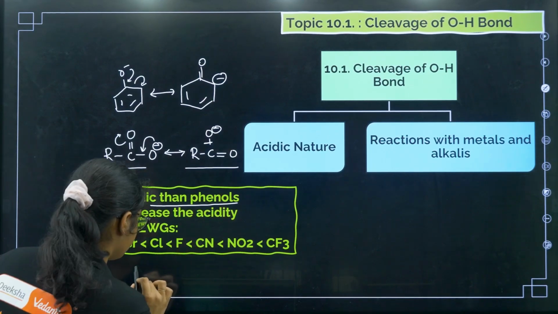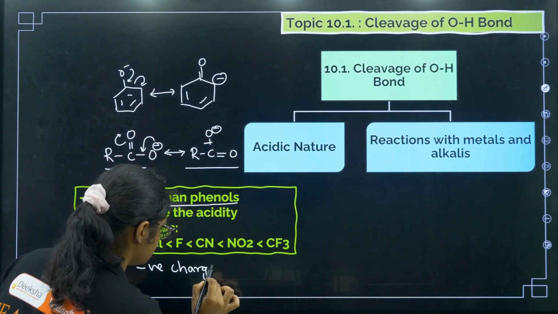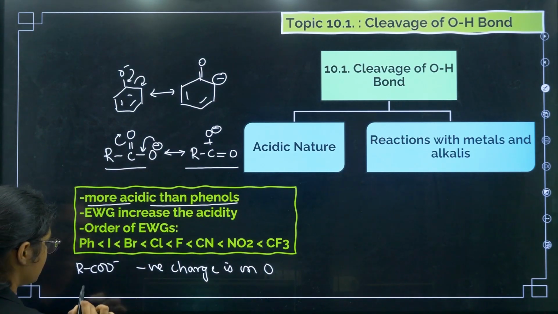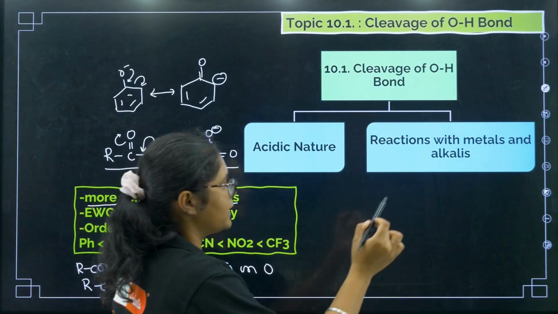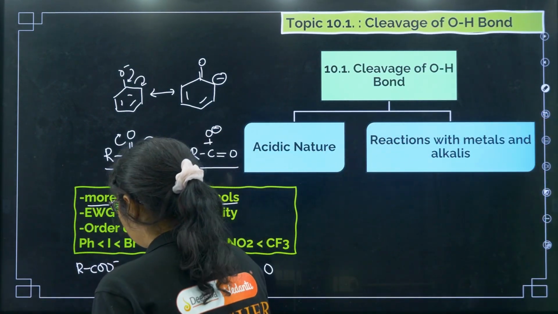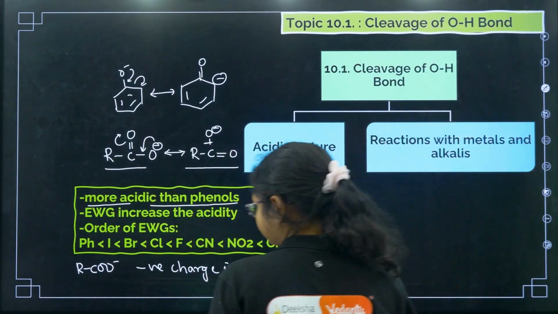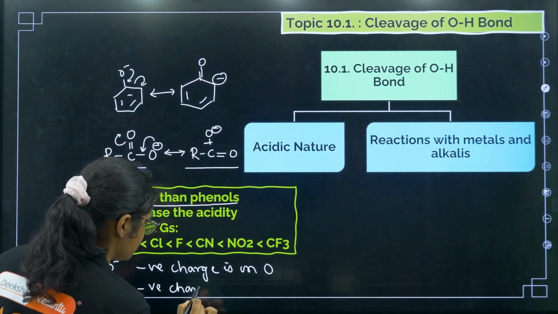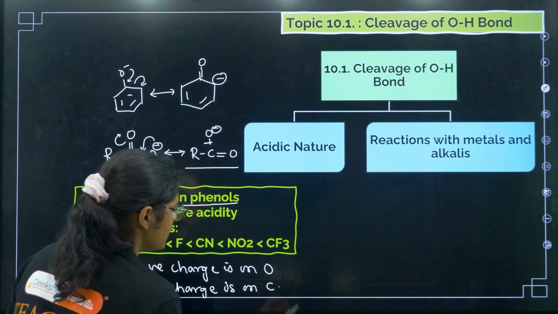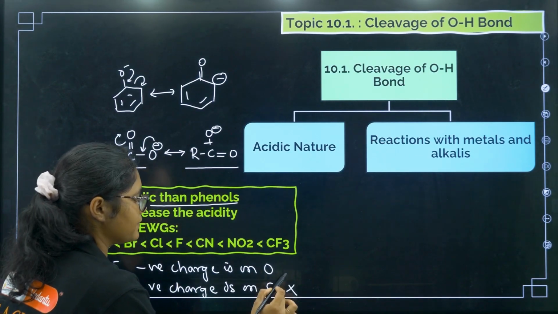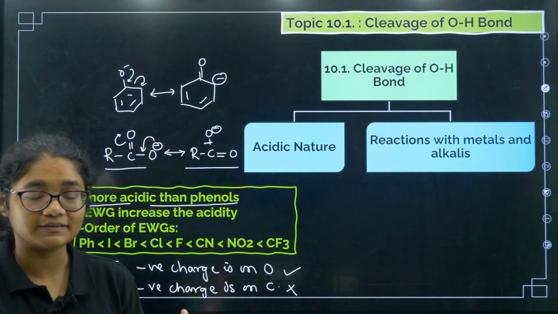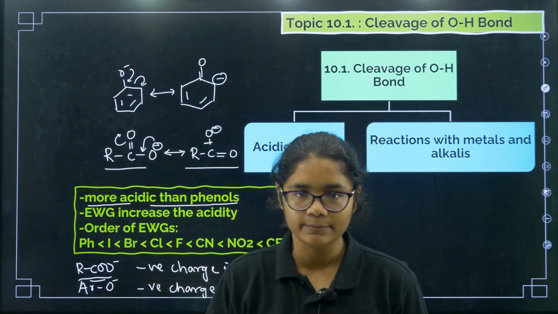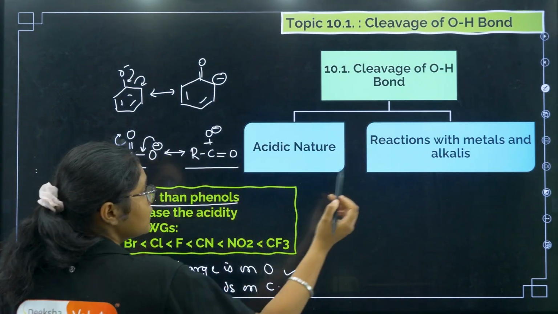Because here the negative charge is on oxygen, in the case of acids. And in phenoxide, in phenols, so I'll write it as Ar, here the negative charge is on carbon, right? So that is why this phenoxide ion is less stable and this is more stable. If the conjugate base is more stable, then the acidic nature will be more, right? So that is why I can say that this is more acidic. Clear? So I'll erase these resonating structures.